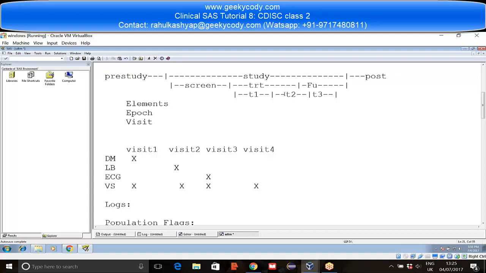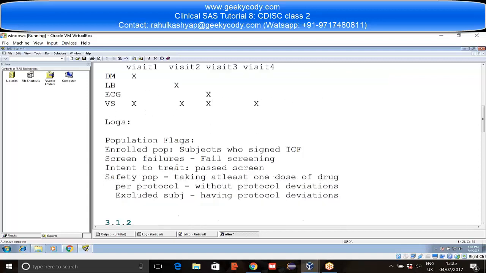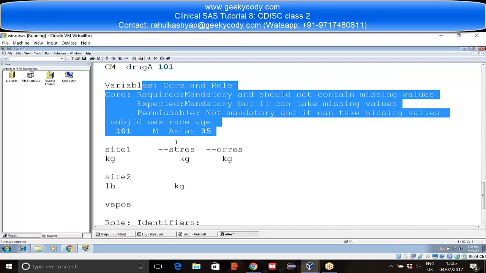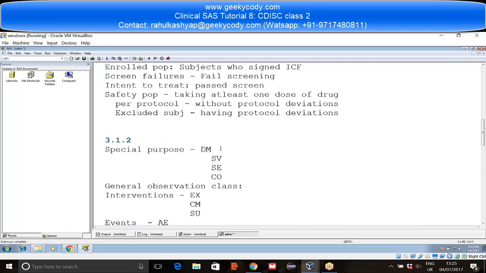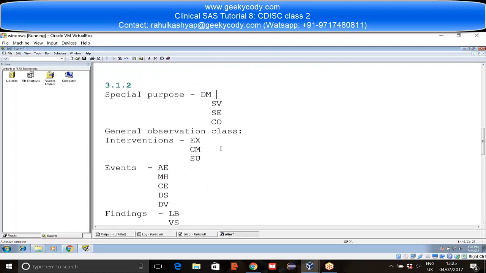Now let's discuss about variables. What are the different types of variables we had here? Now we know about different types of variables. Let's discuss about the variables here. In DM domain, what and all variables will we have?